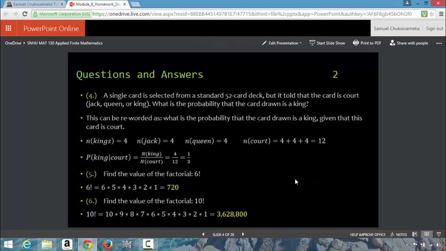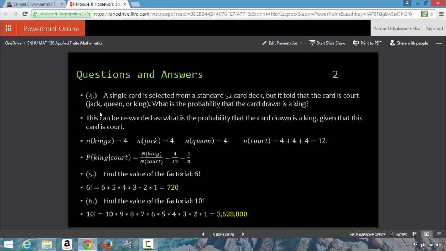Question 4. A single card is selected from a standard 52 card deck, but it is told that the card is a face card. When we talk about face card, we mean Jack, Queen, or King. What is the probability that the card drawn is a king? We can rewrite this as: what is the probability that the card drawn is a king, given that this card is a face card?